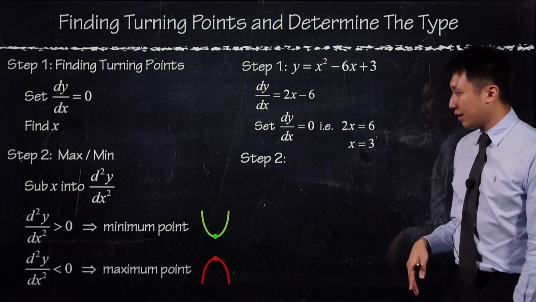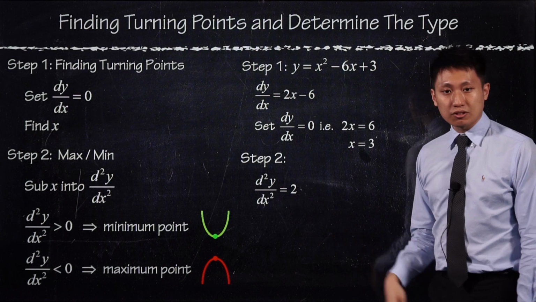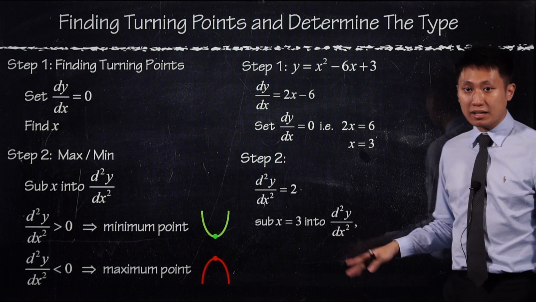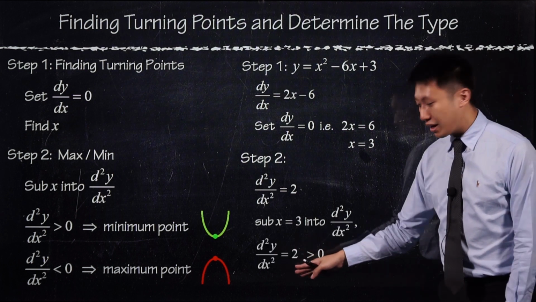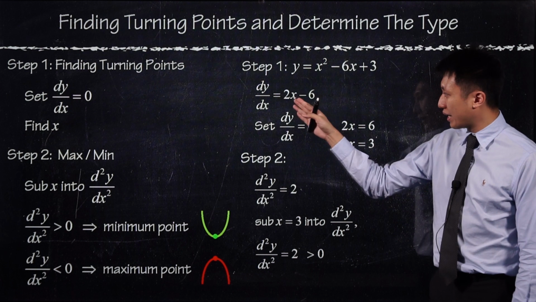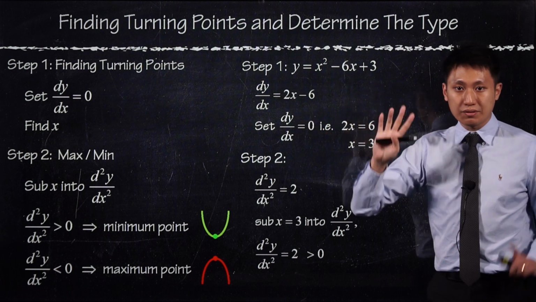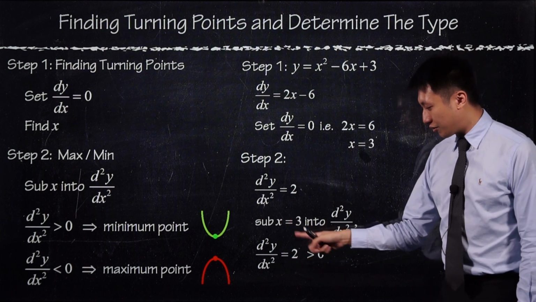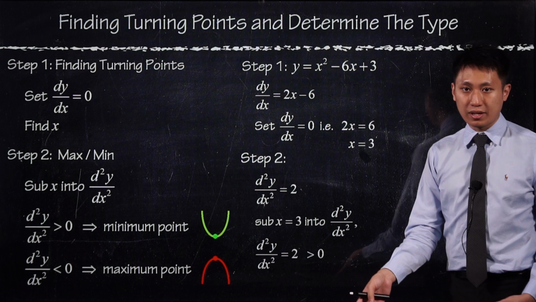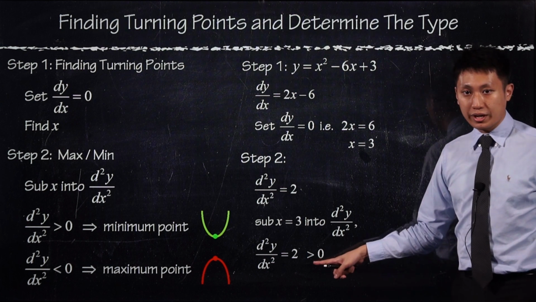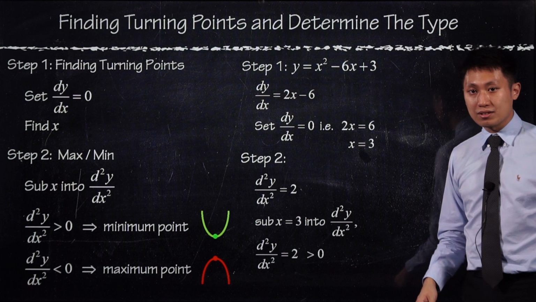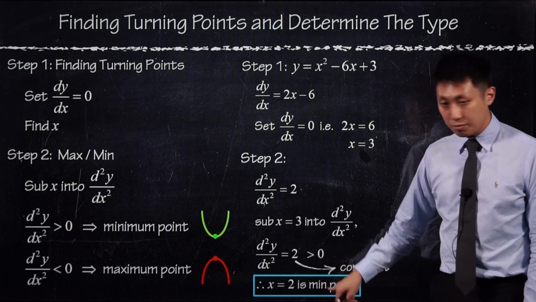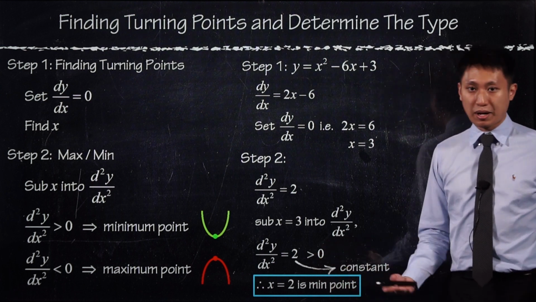All right. The next, d²y/dx² is equal to 2. You differentiate dy/dx and you get 2. It's a constant now, right? So you sub x equals 3 into here, and no matter what you sub in, it will give you 2, because it's already a constant function. So it's always greater than 0. Hence, it's a minimum. Bigger than 0, minimum. If it's less than 0, then maximum.